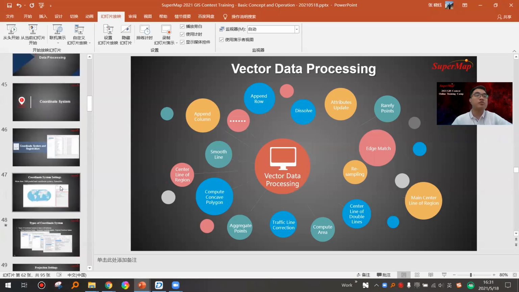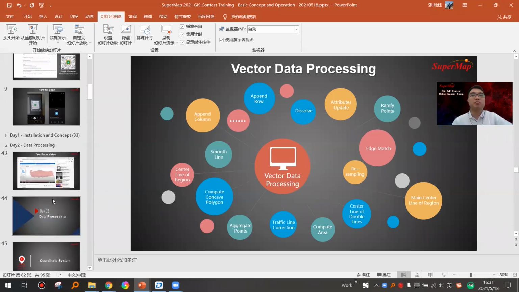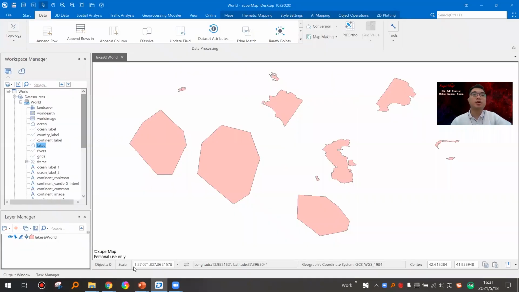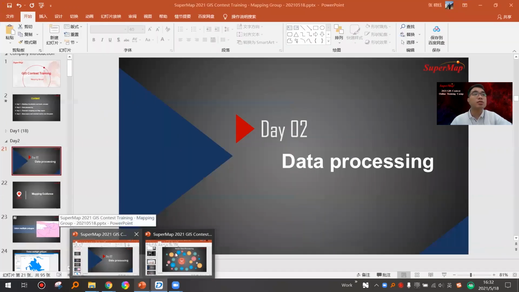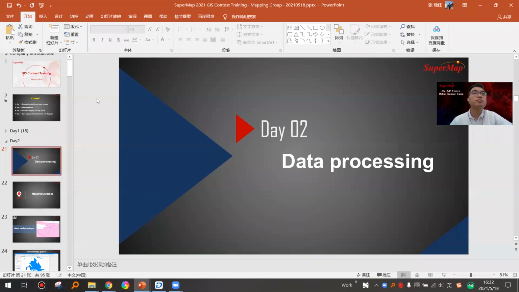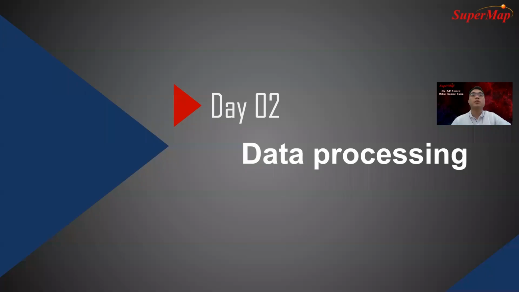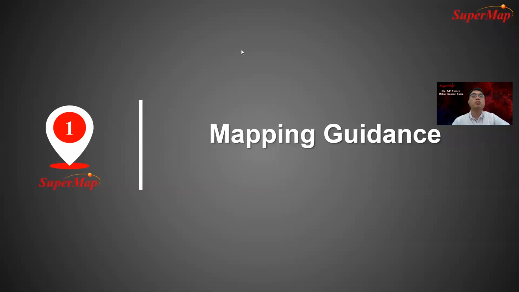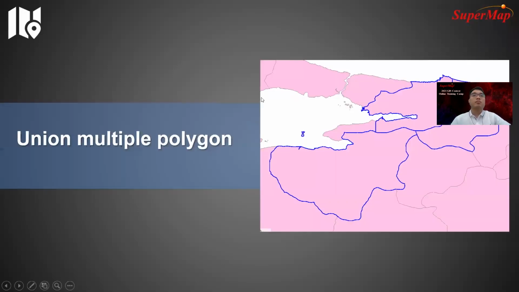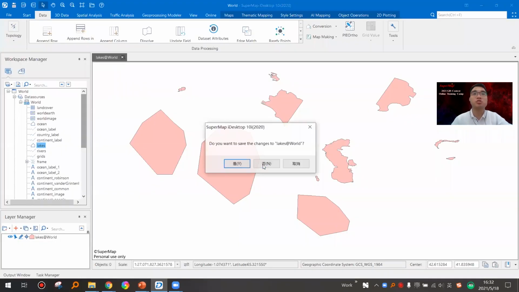Now I think we finished the first part about some concepts of the data processing, and now I will go to the second part to talk about which functions we can use to finish our map. So let's go to this one. For today's data processing work, we have 3 steps. The first step, we need to do some editing for the polygon. So now let's open the data and show it.